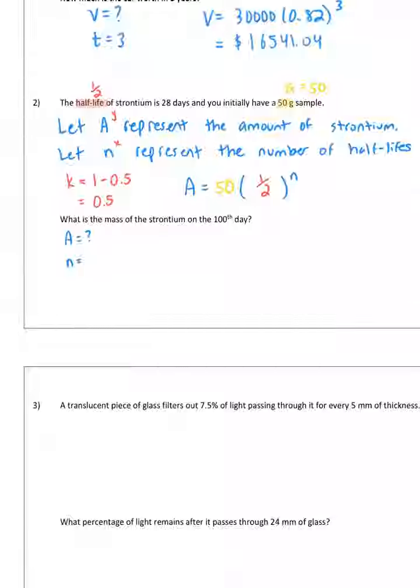So to figure out how many half-lives, we are going to take 100 days and divide that by 28. You get a decimal, 3.5714, and there's even more digits. Keep a lot of your decimals in your answer. I'll only round at the end.